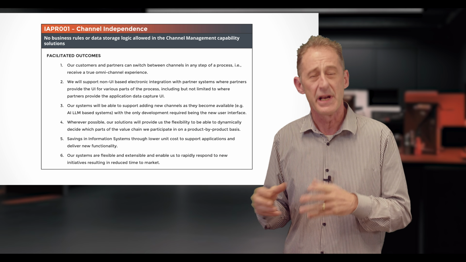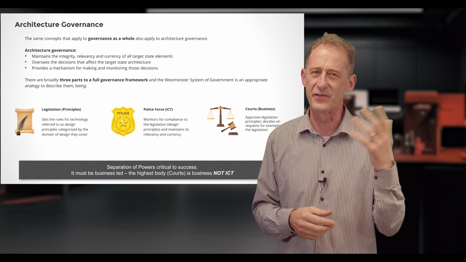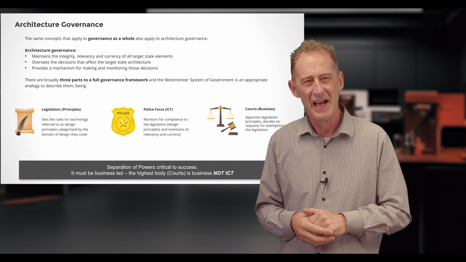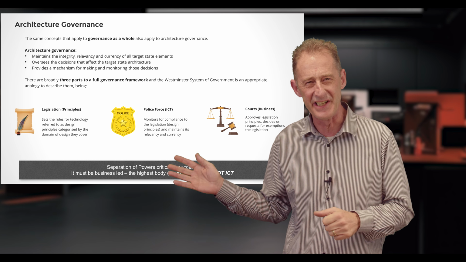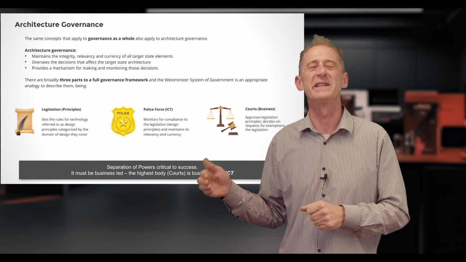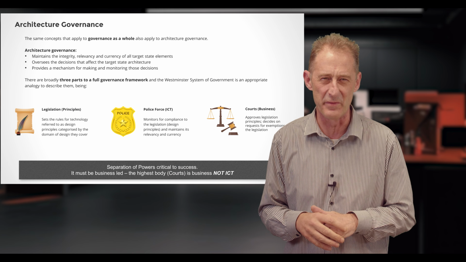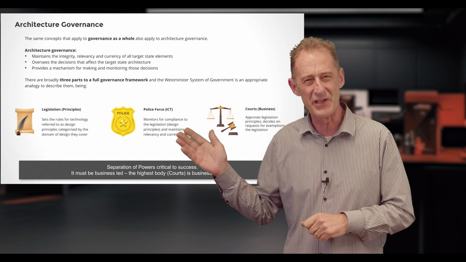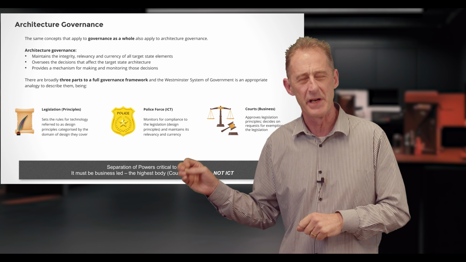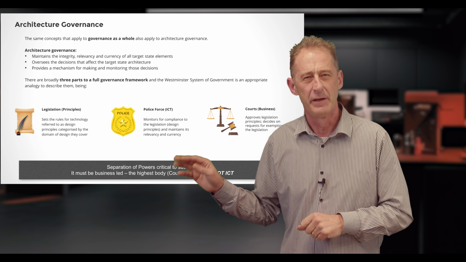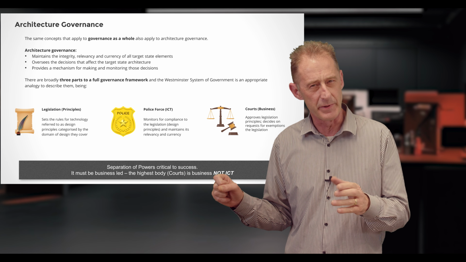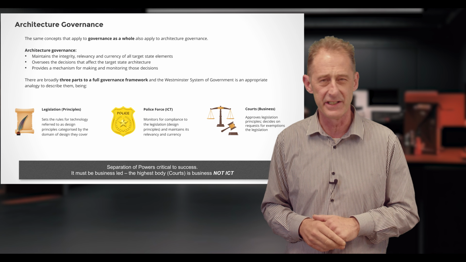Now we have the principles. How do we enforce them? We need a police force and a courts, basically. The Westminster system of government is a good analogy here. While it's far from perfect, it's, let's call it, the least worst system we've come up with so far. The police force, checking for breaches to the principles, is an ICT-led body, but it cannot authorize breaches of the principles, the legislation in this analogy.